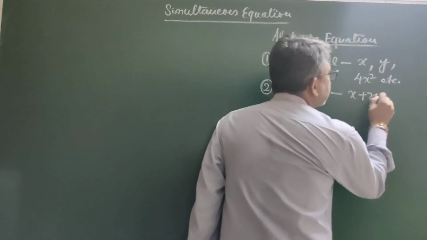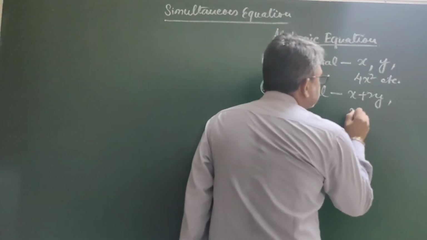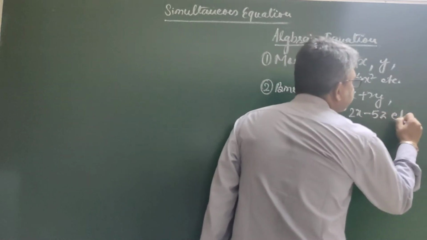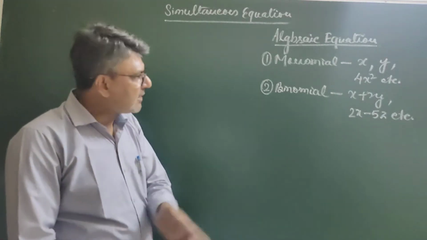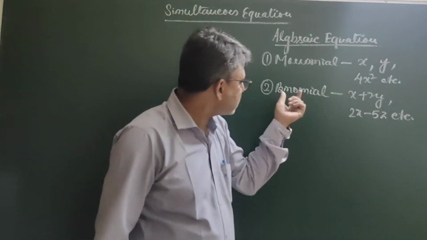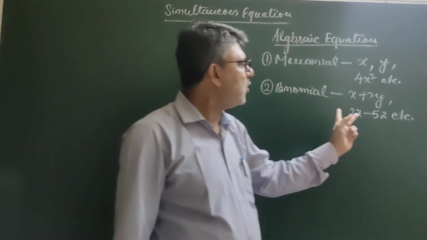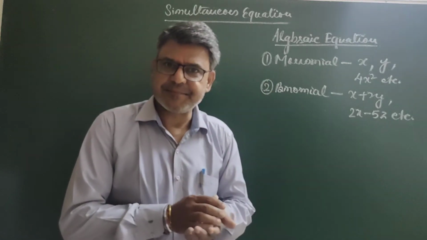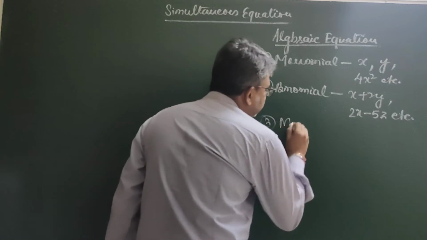x plus 2y, this is the first example. 2x minus 5z, this is the second example, and etc. Binomial, what is the binomial? In which you have two unknown values. Okay, now the third one is multinomial.